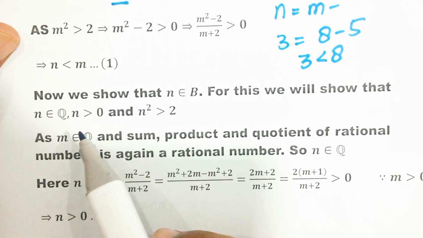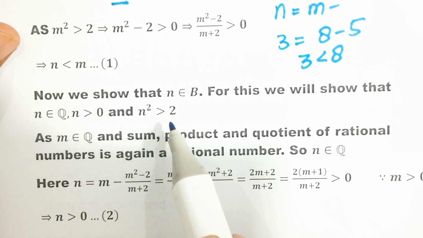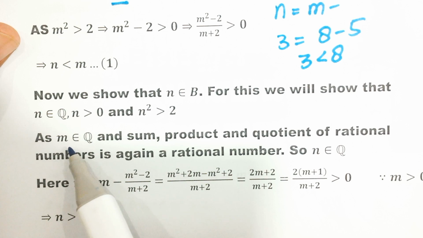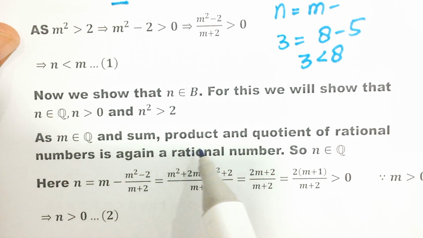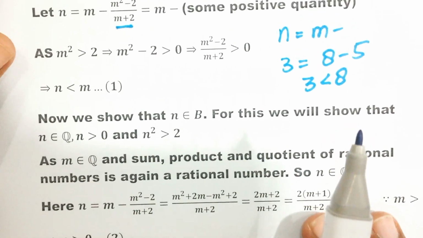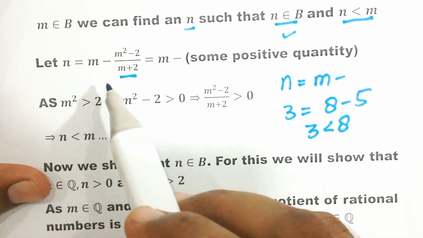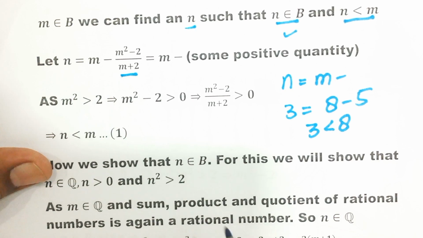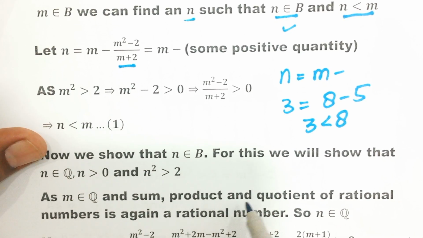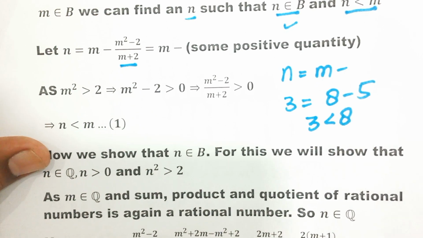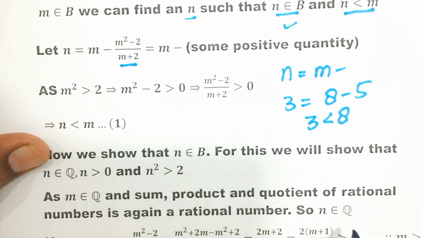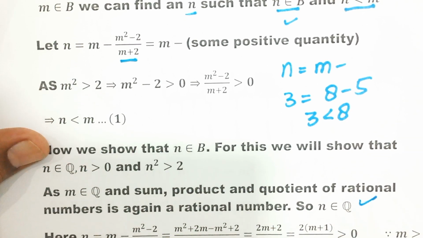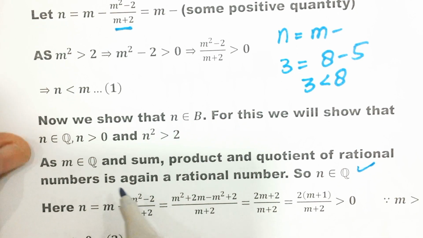So the first task is complete here. Next we show that n belongs to Q and n² is greater than 2. As m belongs to Q, m is a rational number, and we know that the sum, product, or quotient of two or more rational numbers is again a rational number. As we have defined, n depends on m, and m is itself a rational number. So by using this result, we have n is also a rational number. This implies n belongs to Q. So the two tasks have been completed here.